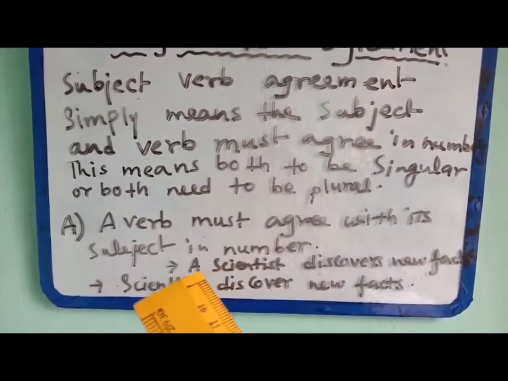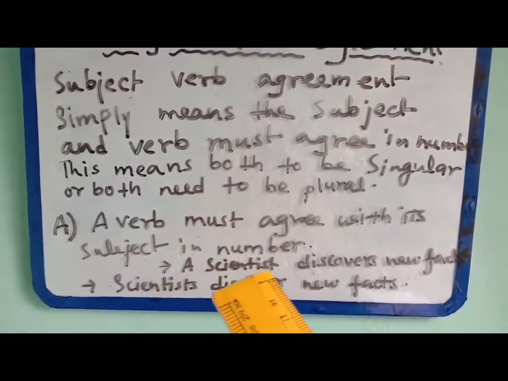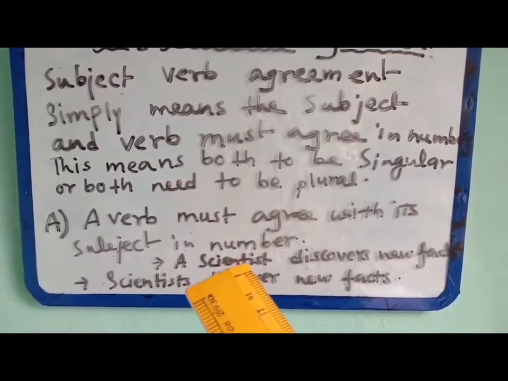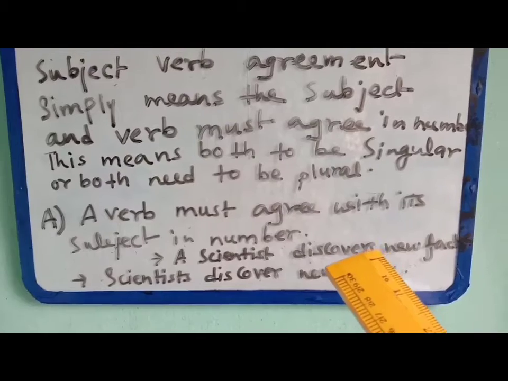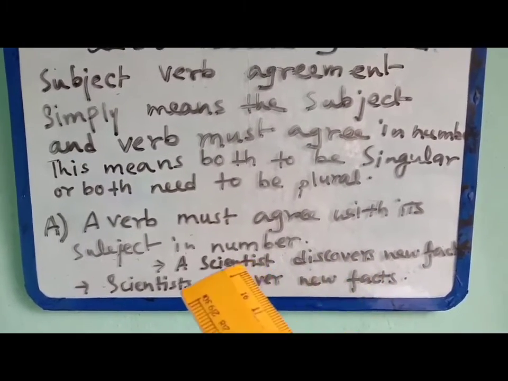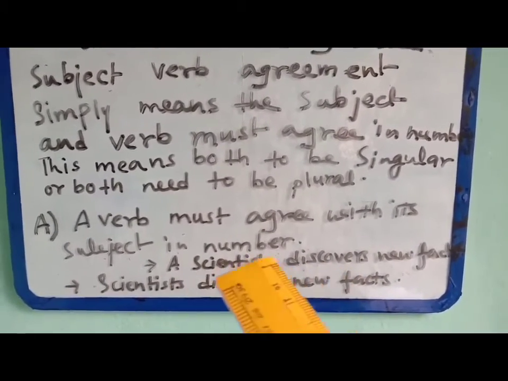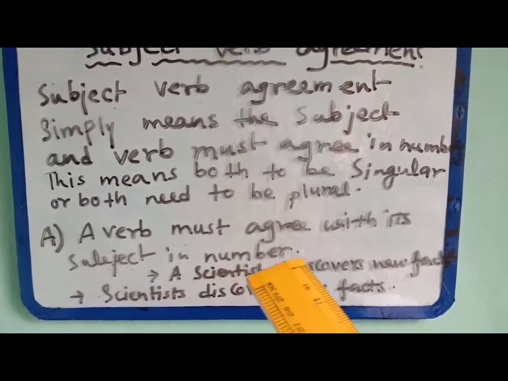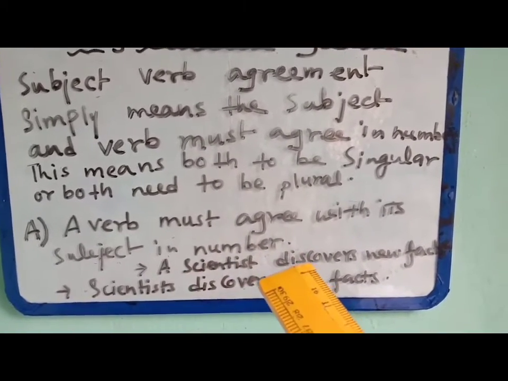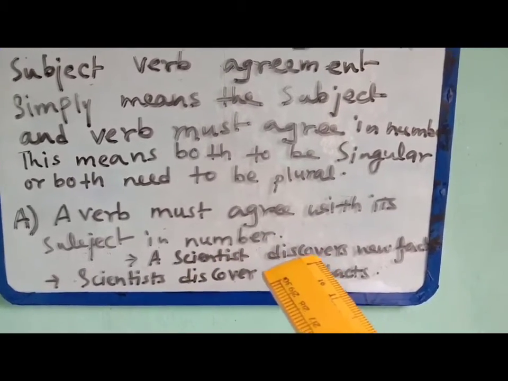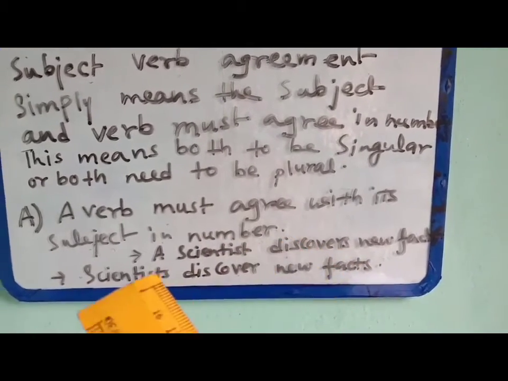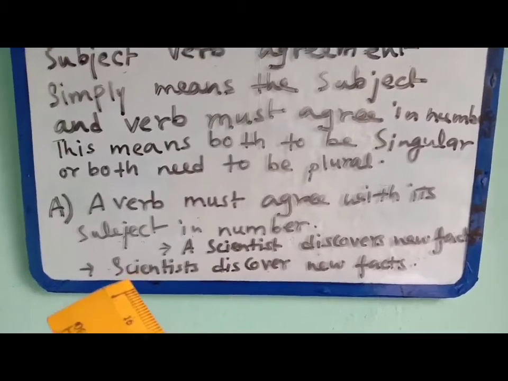And the subject here is a scientist. A scientist means singular. So that's why here we have written discover plus s, discovers. This is the agreement between the subject and the verb in the sentence. As the subject is singular, we have added s after the verb. Clear?